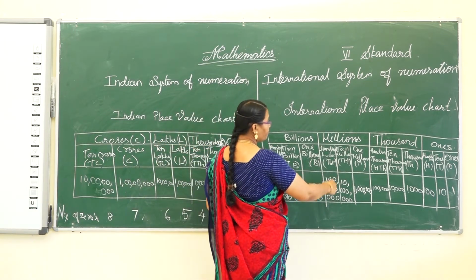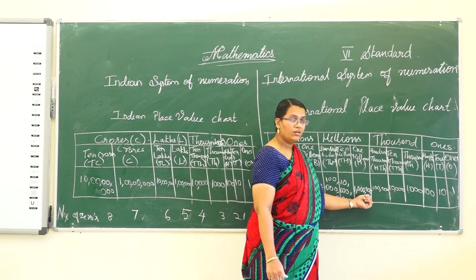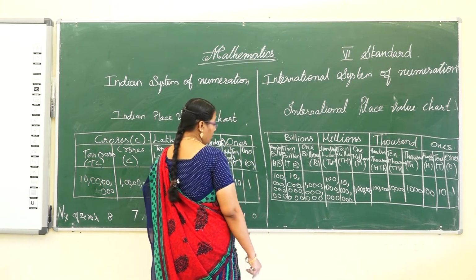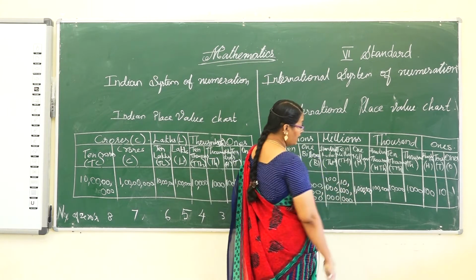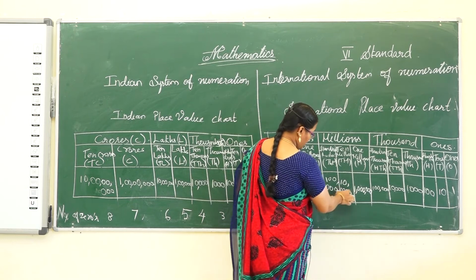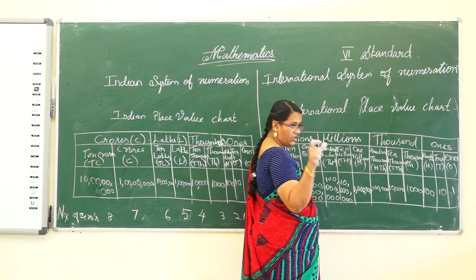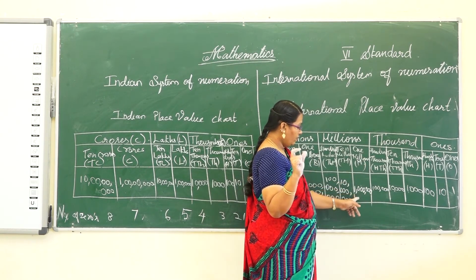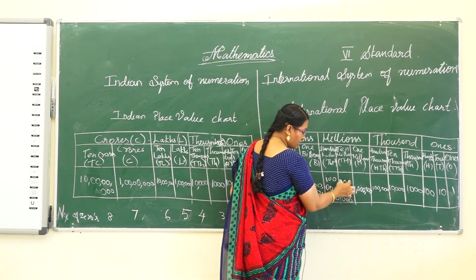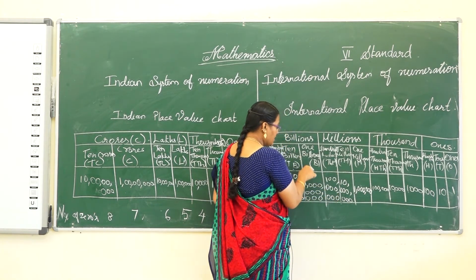Here we consider the millions. First, 1 million. 10 lakh has 6 zeros, and here 1 million has 6 zeros. Then 10 million means 10 added before the 6 zeros. Already you know the million value is 6 zeros. So 1 million, 10 million, and next 100 million.